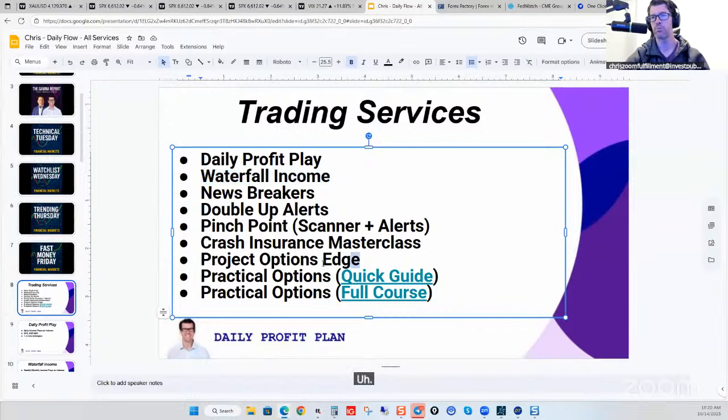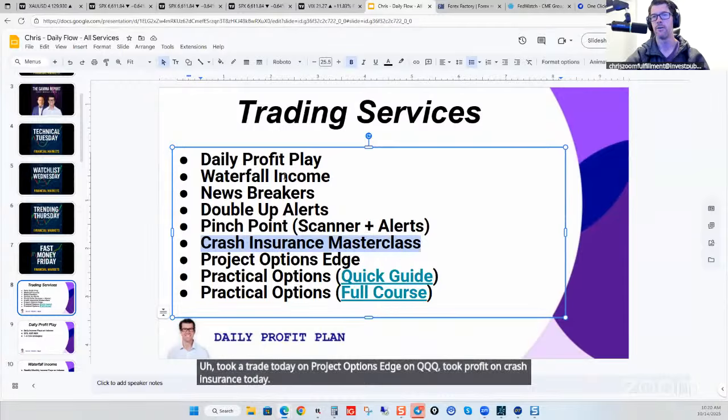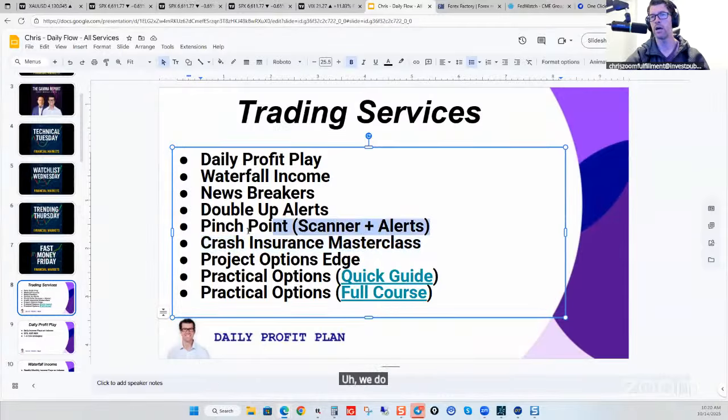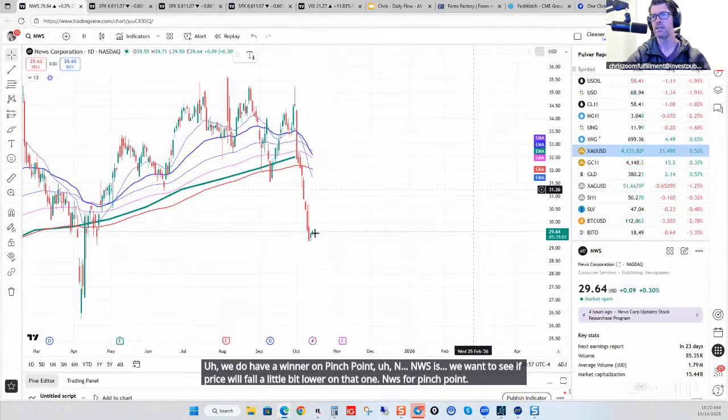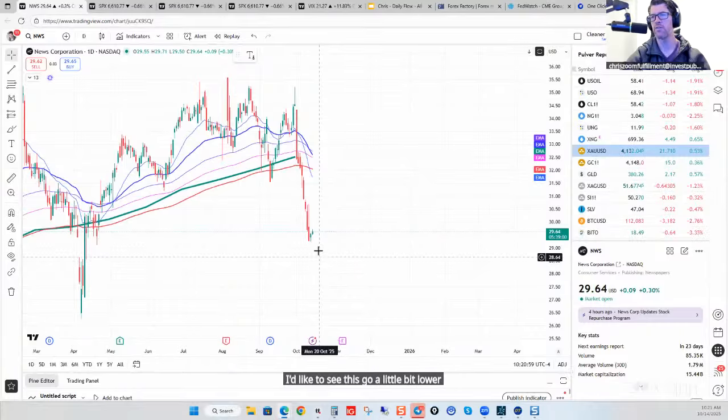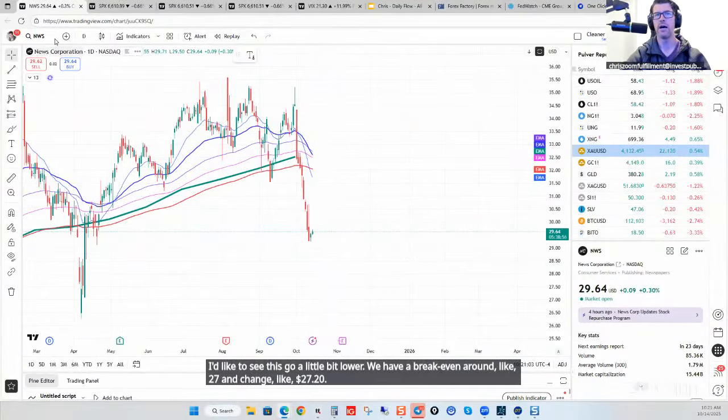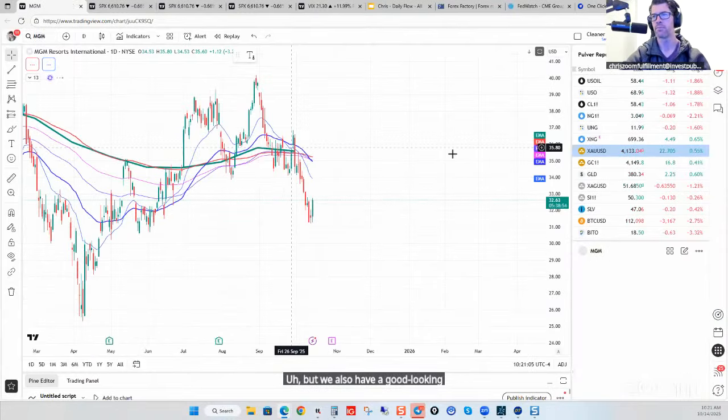Took a trade today on Project Options Edge on QQQ. Took profit on Crash Insurance today. We do have a winner on Pinch Point. On NWS for Pinch Point, I'd like to see price go a little bit lower. We have a break even around 27 and change, like 27.20. But we also have a good looking winner on MGM.